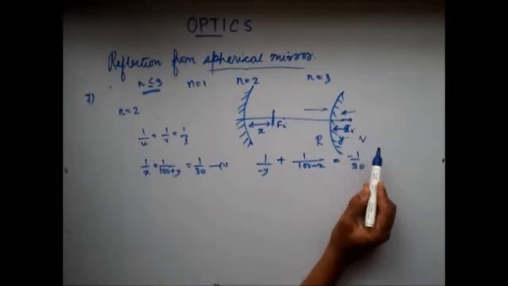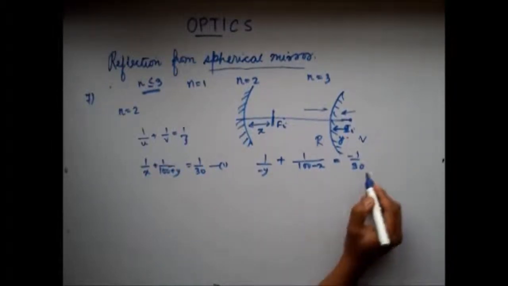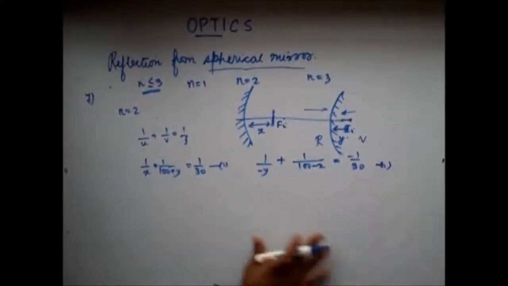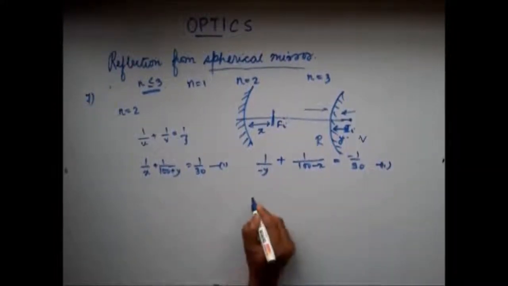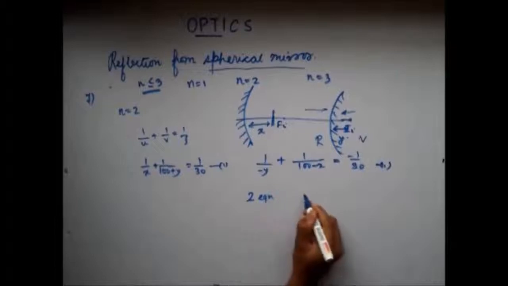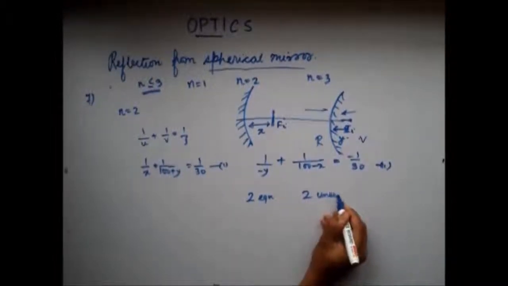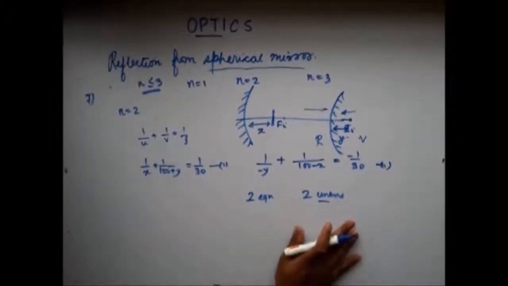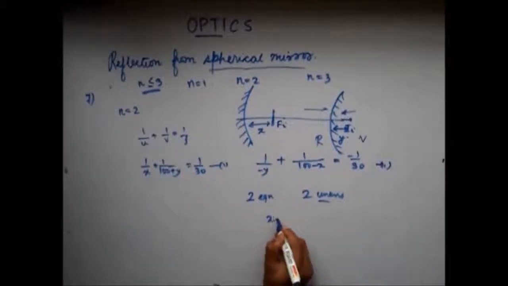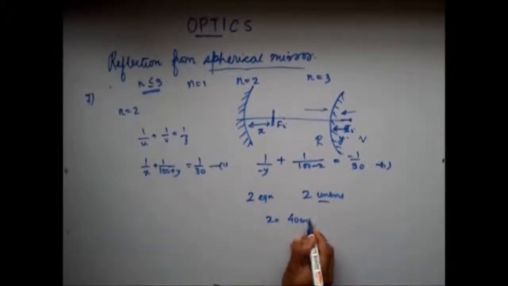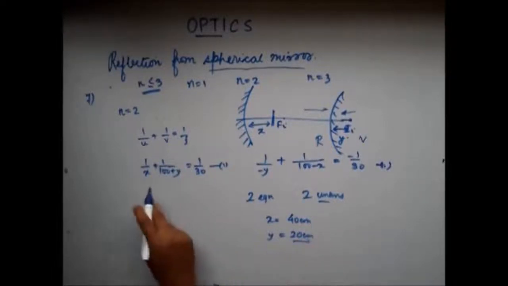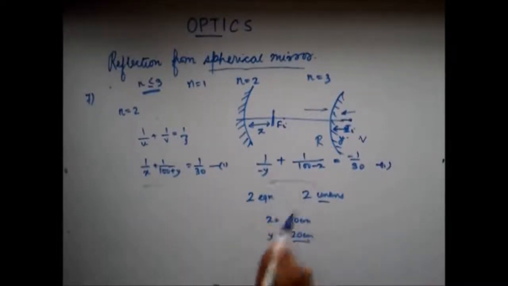Negative, because the focal length lies in the virtual space. So these are my two equations. Two equations, two unknowns, x and y. Try solving this. If you solve this, you will get x as 40 centimeter and y as 20 centimeter. You can verify this. If you put x and y here, you will see that these two equations are satisfied.